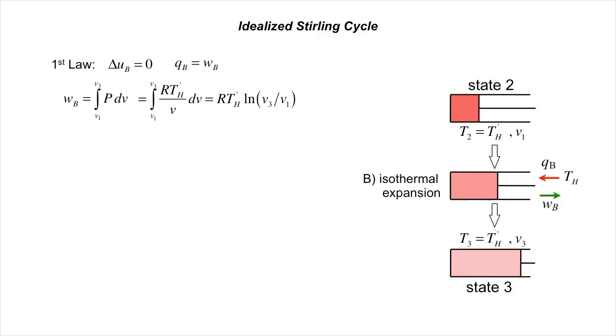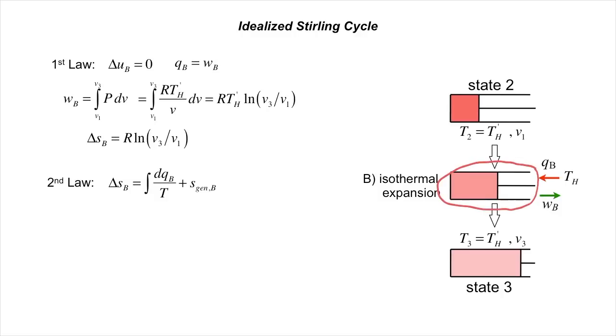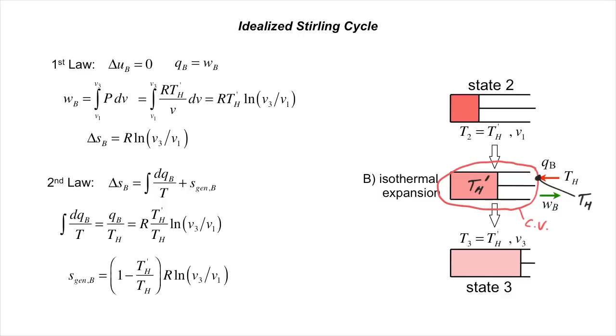Since we know the end states of volume from the geometry of the engine, we can calculate delta S as well. Examining the second law, this delta S will be composed of the heat flow divided by the boundary temperature plus generated entropy. Taking our control volume boundary to be at the reservoir once again, the integral of dQB over T is just equal to QB over Th. Taking the difference, we see that this step is also irreversible, generating entropy at a rate proportional to the difference between Th and Th prime.